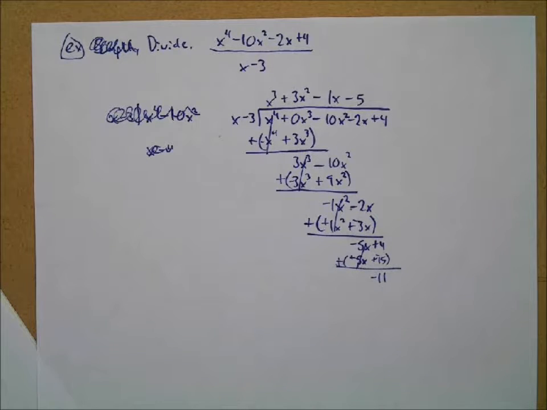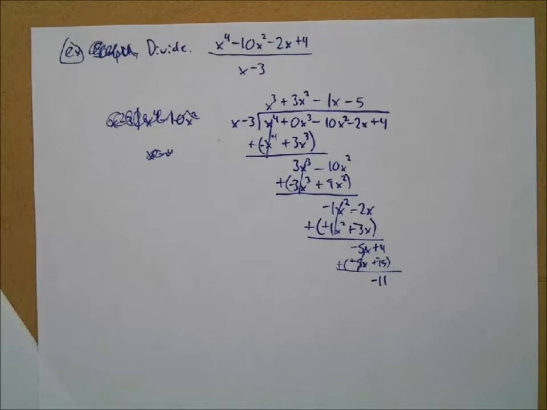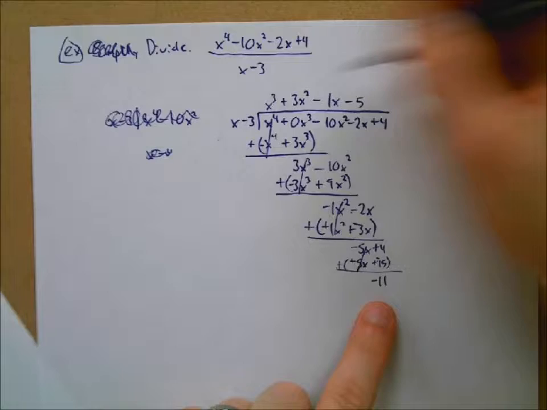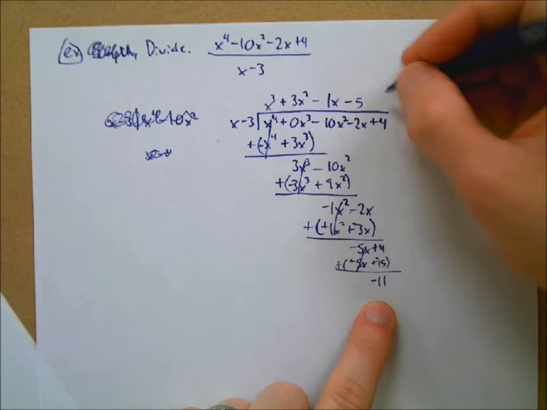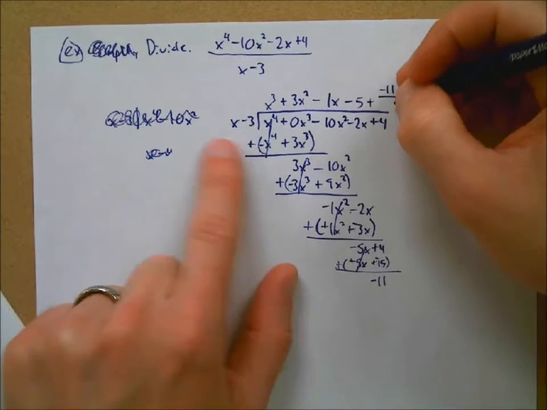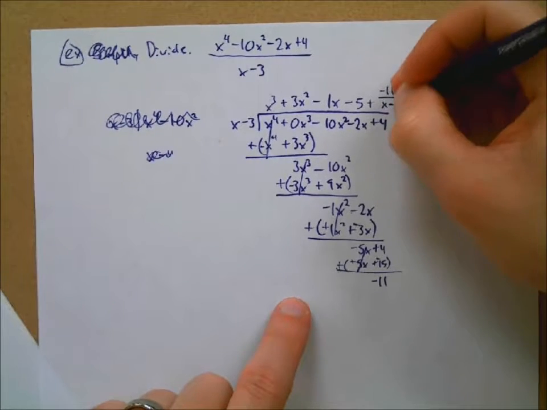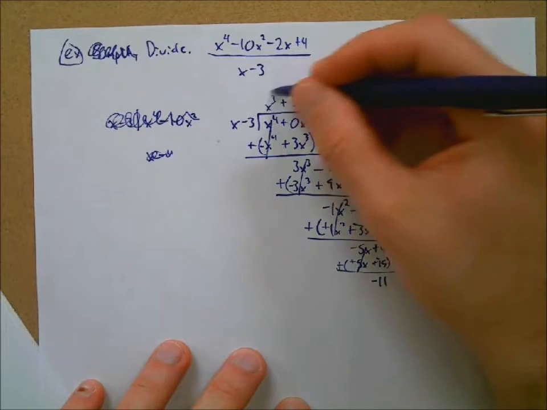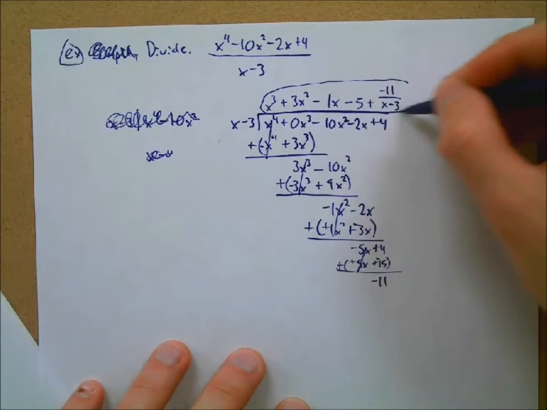Okay, but we do get a remainder. Remainder is negative 11. So what can we do with that? Similar to what we did with the other problem here. That negative 11 has yet to be divided by the x minus 3. It still remains to be divided. So we can put plus and then the remainder, negative 11, over x minus 3. Just like that. And so that is the divided answer right there.